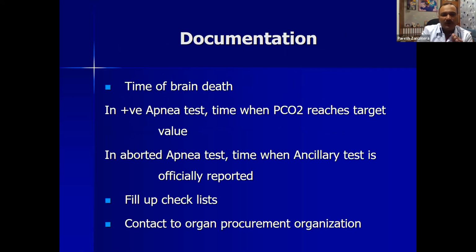Now, last thing is the documentation. So how will you document? You have to document the time of death, brain death. The second apnea test is actually the time of death of the patient. It is not only the time of brain death, but also the death of the patient, when your PCO2 reaches the target value. And you can abort also when an ancillary test is officially reported. Now you have to fill up the checklist, and then you can contact the organ procurement organization.